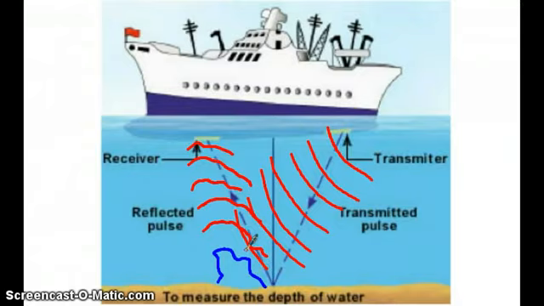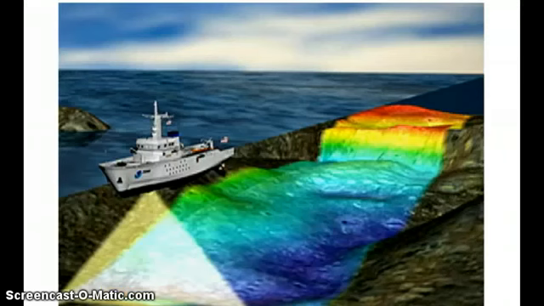Now, we don't just send a single small pulse down. We actually sweep across a large area. So as you can see with this ship, it actually does a nice large space or arc as it travels back and forth. And this means that it can actually search quite a large area as it's traveling back and forth. So you can see here, it's an artificially colored chart where the hotter colors are shallowest, as up here.